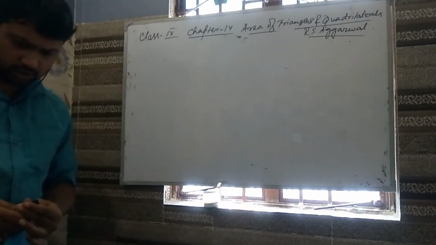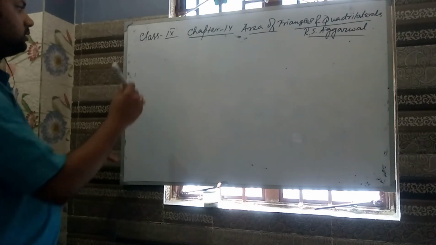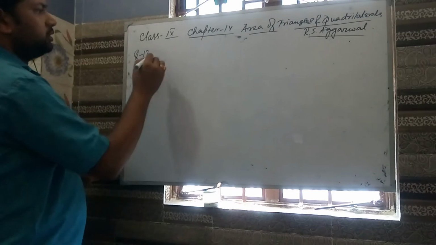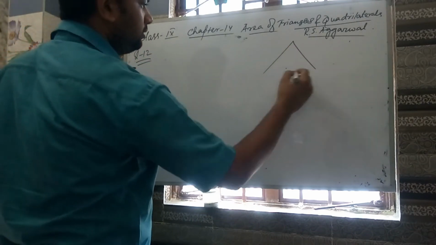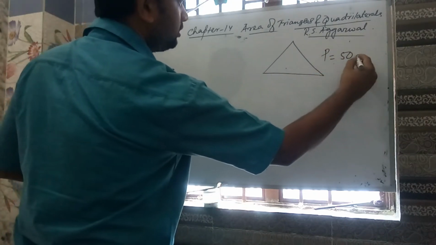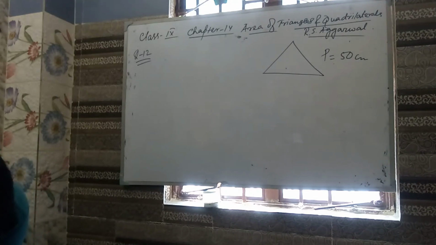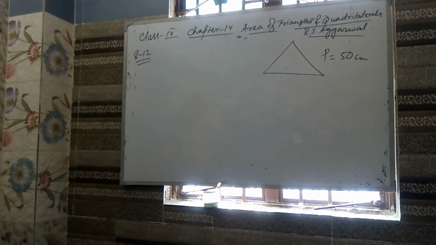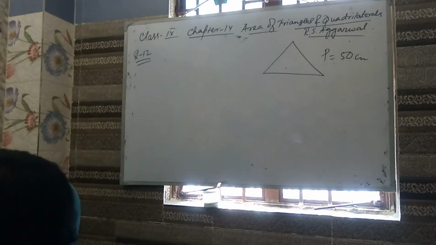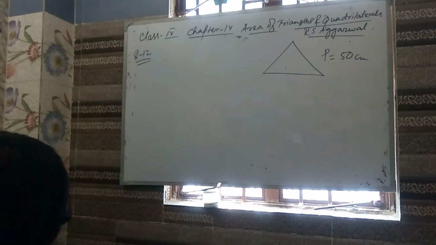Start from question number 12. What is given? The perimeter of a triangle is 50 centimeter. Then what is given? One side of a triangle is 6 centimeter longer than the smaller side, and the third side is 6 centimeter lesser than the smaller side.